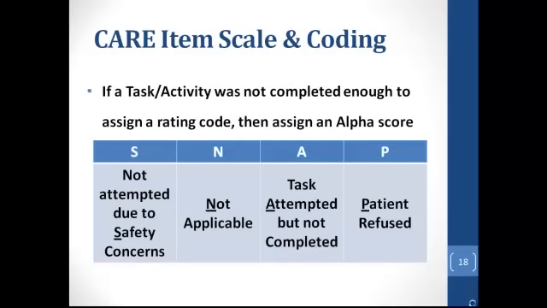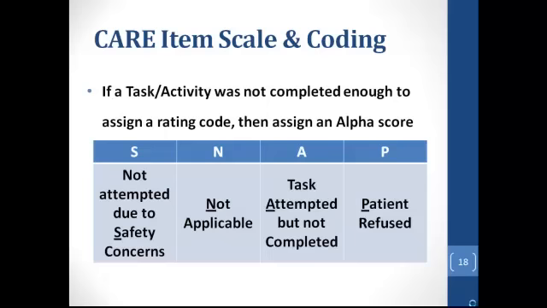Next, we want to review what to do when an item cannot be rated. First, it is very important to point out that every effort should be made to score all items with a 1 to 6 rating. Use your clinical judgment when assigning the scores. Perhaps there are some tasks that cannot be attempted because the patient is actually dependent in those areas. The correct response would be dependent rather than not applicable or not attempted due to safety concerns.